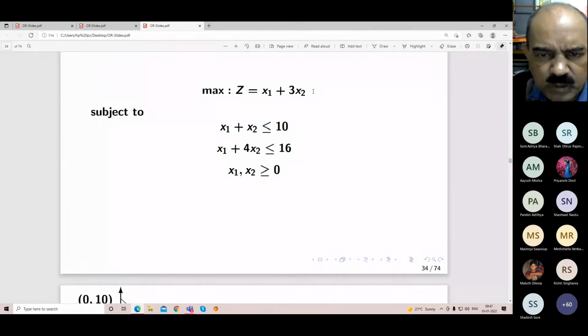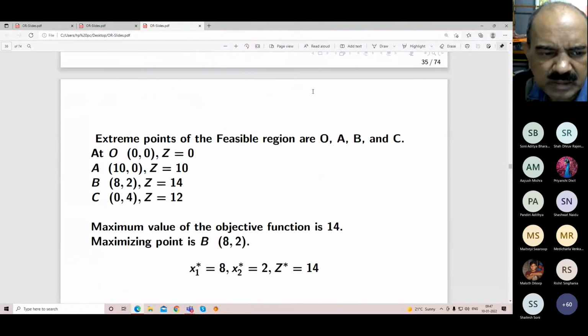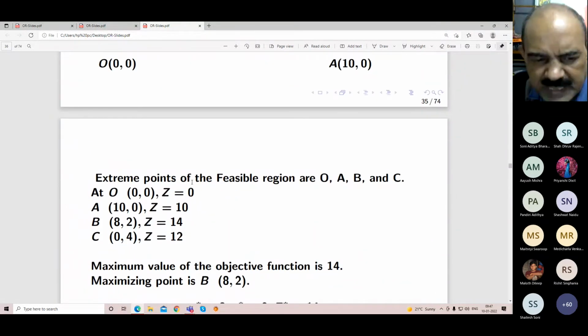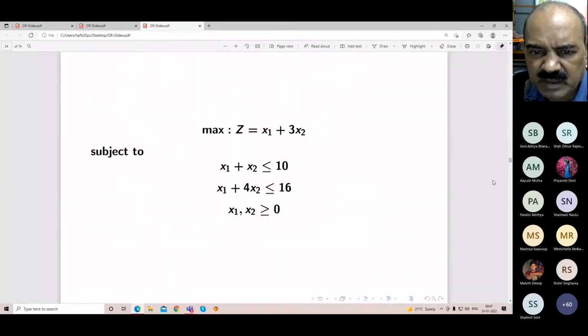So if you are adding plus 100, the optimum value becomes how much? See here, 114. If you are subtracting 100, that is 14 minus 100, that is minus 86. Okay, so this will not affect. If it is 0, this is becoming 14. So if D is positive, you add. If D is negative, you subtract. If D is 0, nothing to do.